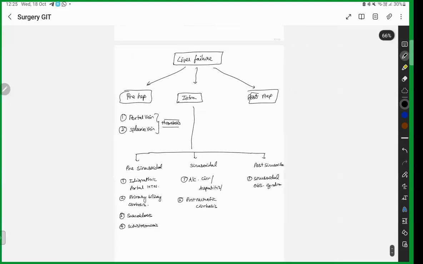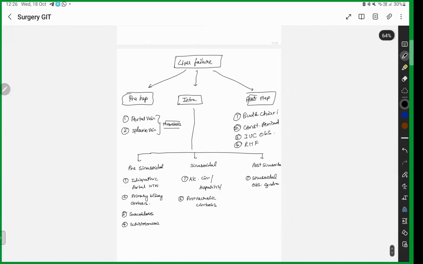And post-hepatic is very easy for you. You're going to have Budd-Chiari syndrome, which you will study in medicine. Number 2, you can have constrictive pericarditis, or inferior vena cava obstruction, or right heart failure. All these are going to be post-hepatic causes.